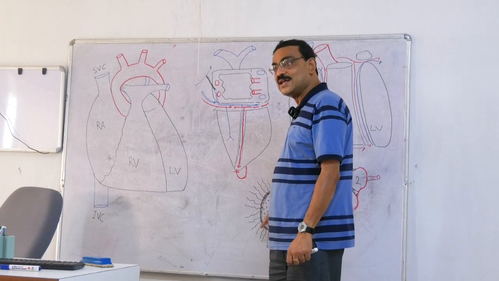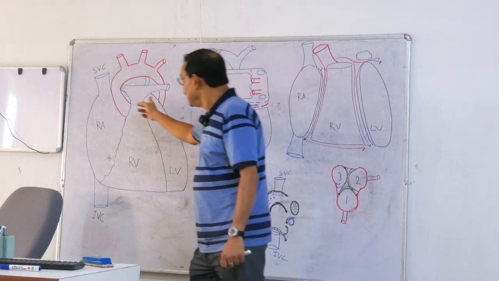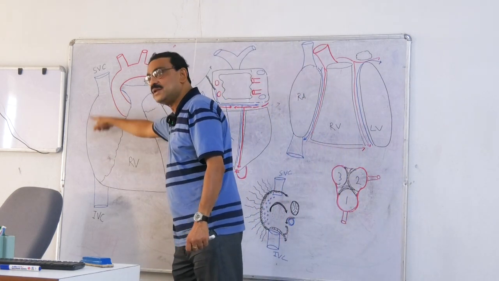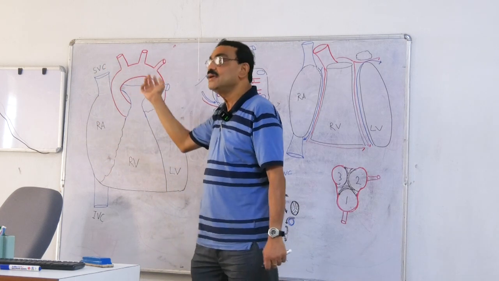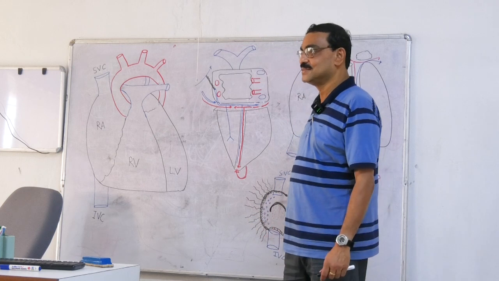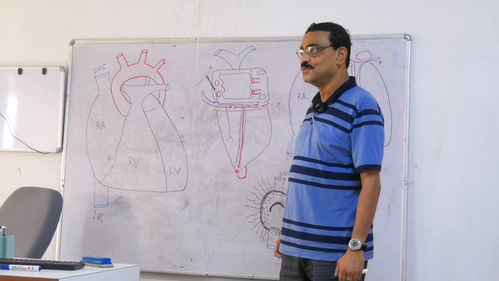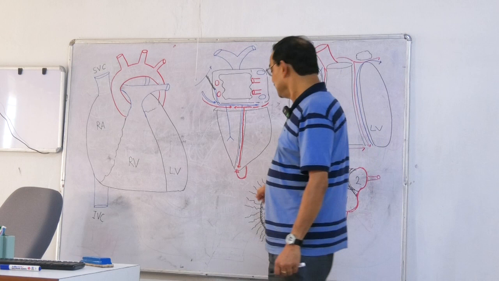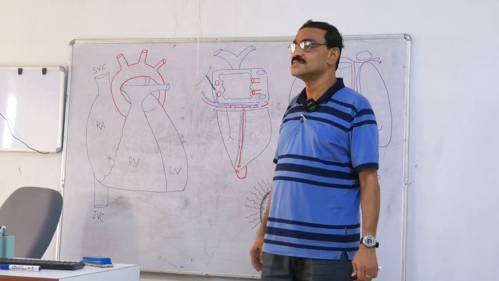This is the crista terminalis. So, you will get the crista terminalis here. Similarly, a groove we can notice outside over the surface, that is called the sulcus terminalis.